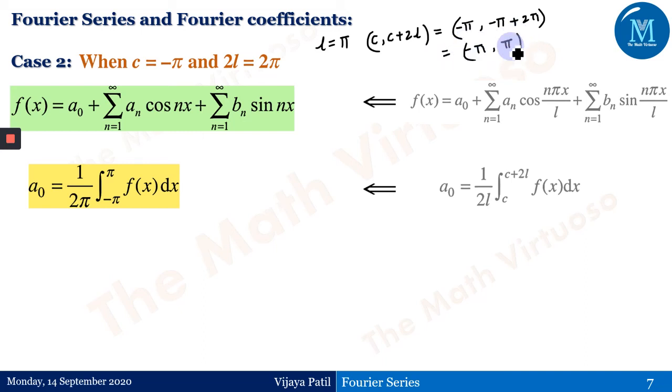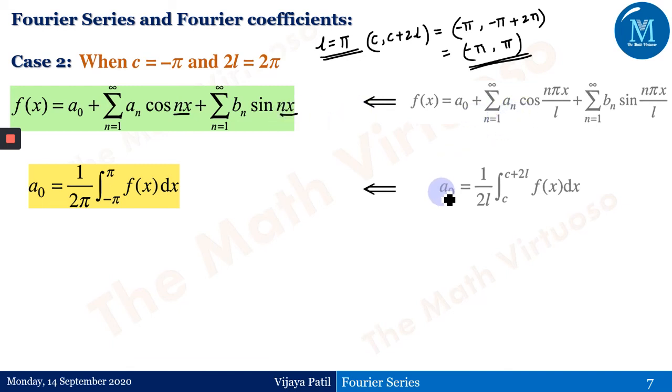So I need to note down the value of L, and I need to note down the value of the interval in this particular case. And according to that, the formula will change. So here, because L is pi, this will go off from here and you will get it here. Cos of nx, sin of nx, there is no other change.